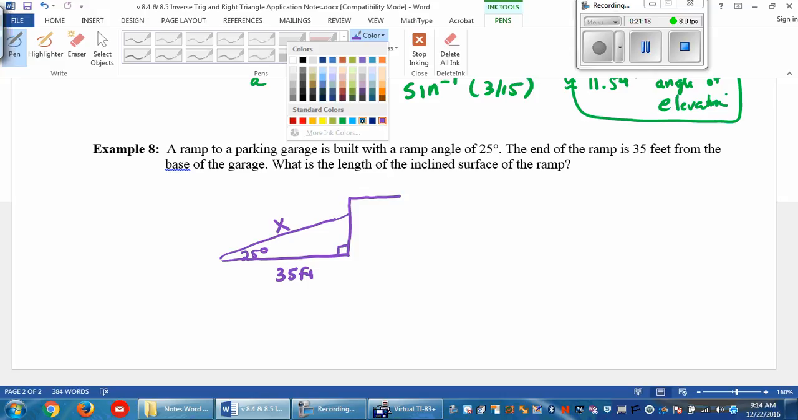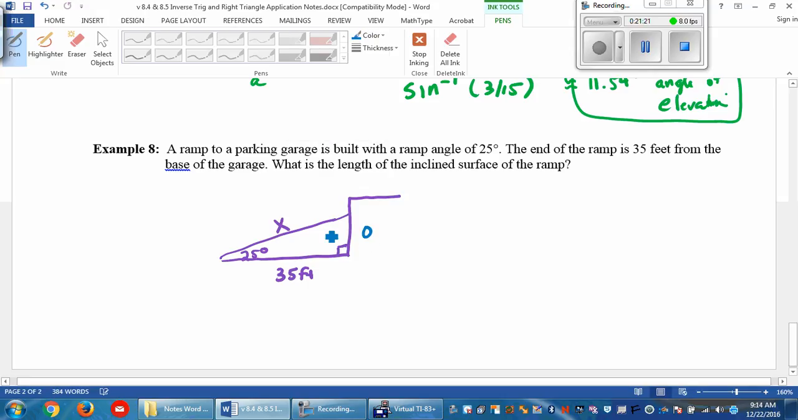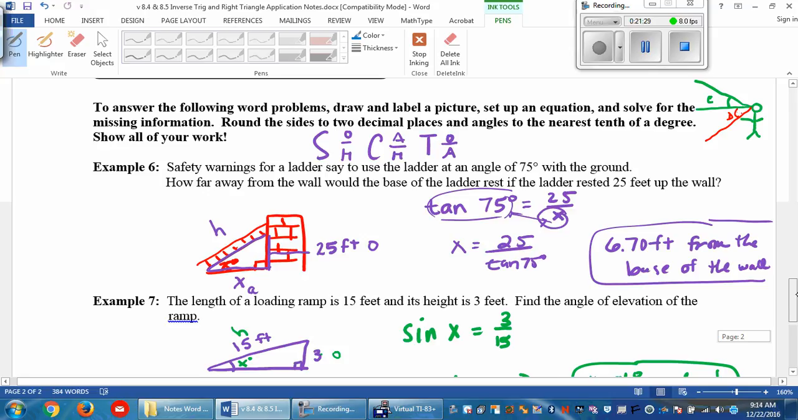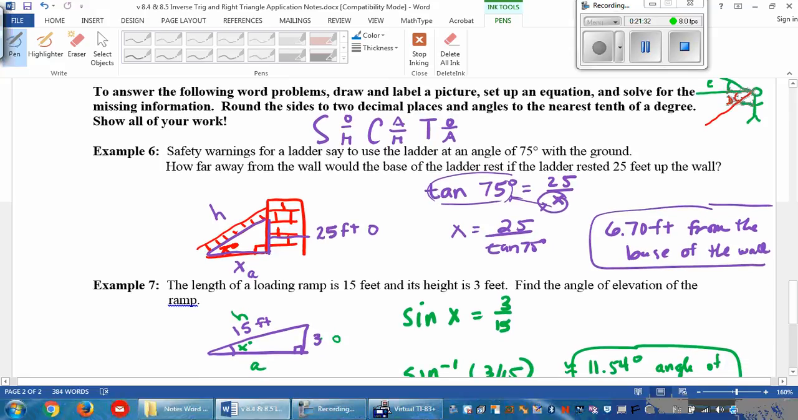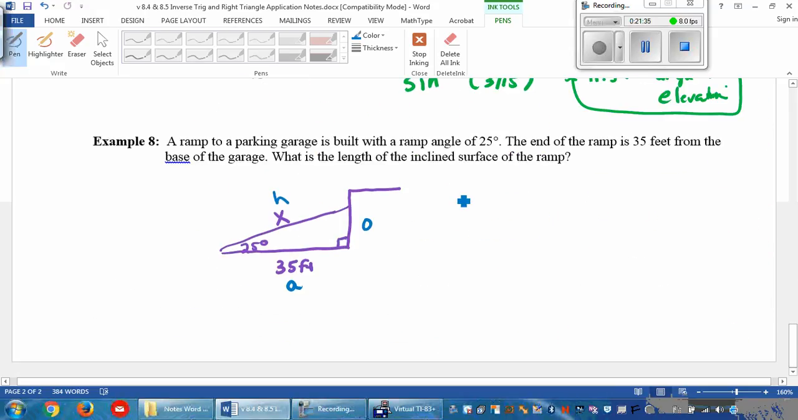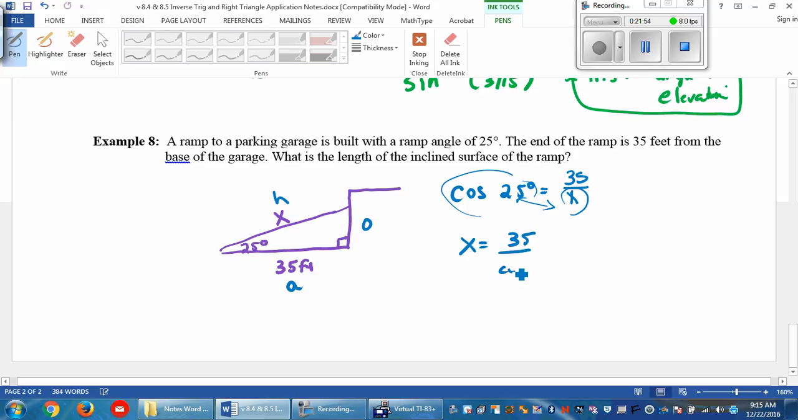So if we pull out our information, this is the O, this is the H, here is the A. So what do we have? We have the A and the H. It looks like the cosine. So we're going to do the cosine of the 25 degrees is equal to the A and the H, which is x. I told you when the variable's in the denominator, flip-flop these, so x is equal to 35 divided by the cosine of 25 degrees.